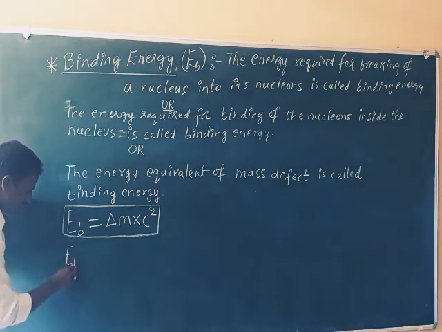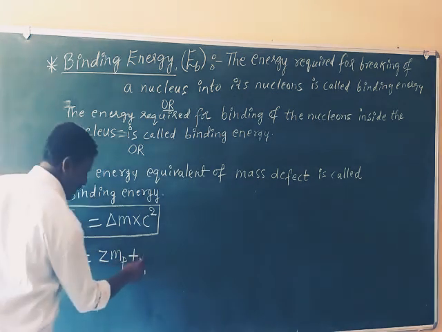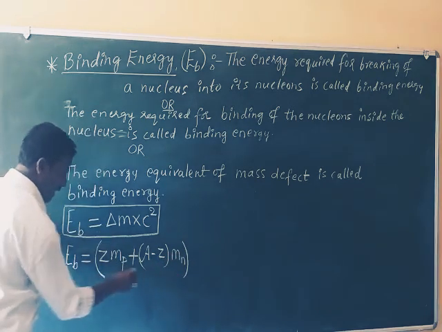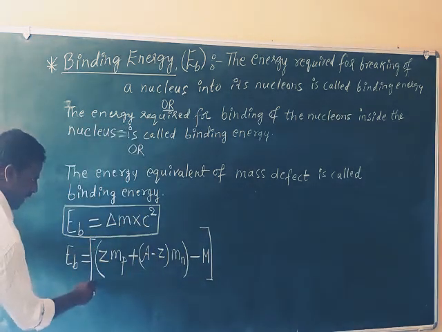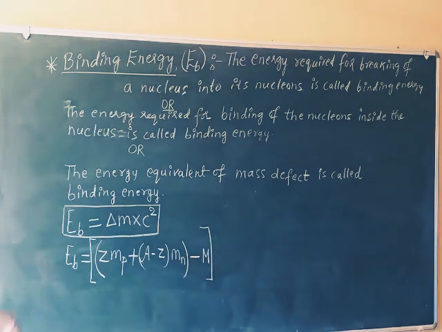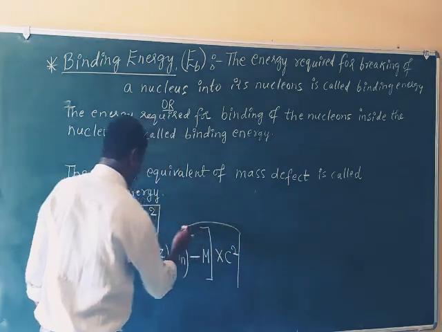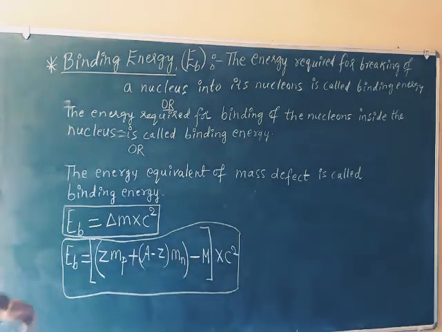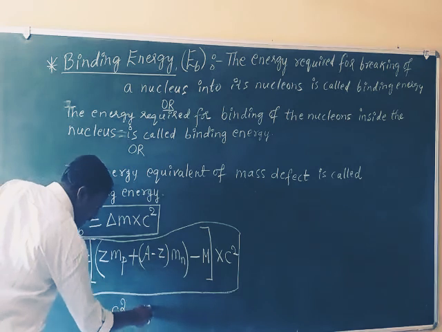So here EB equals delta M. You have one formula for mass defect, Z M_P plus (A minus Z) M_N minus M. So this is the formula for mass defect, into c square. Here c square is a constant.